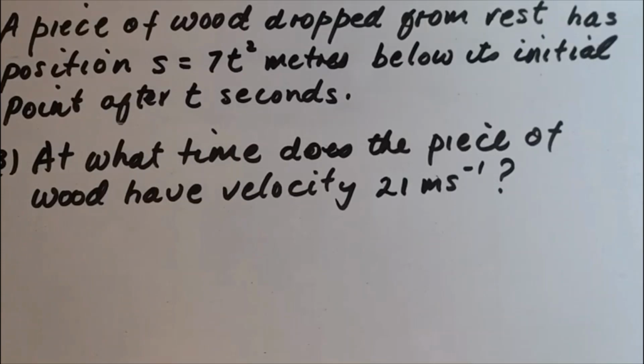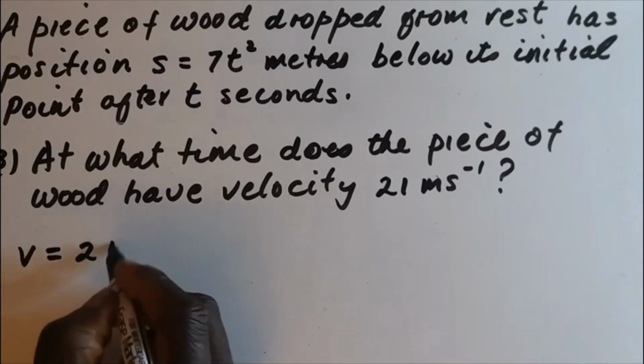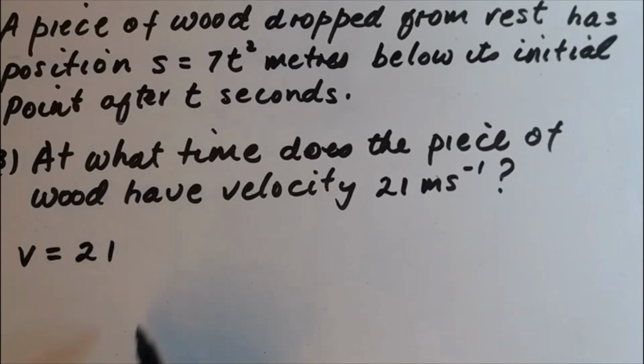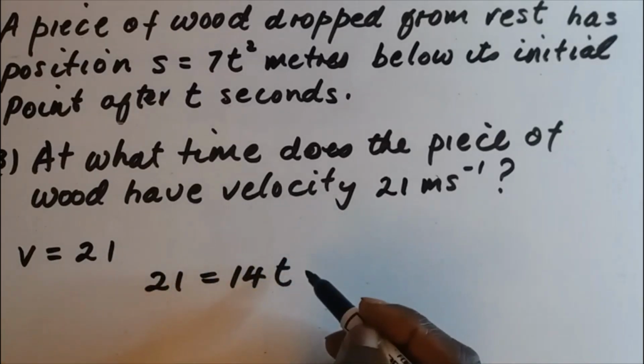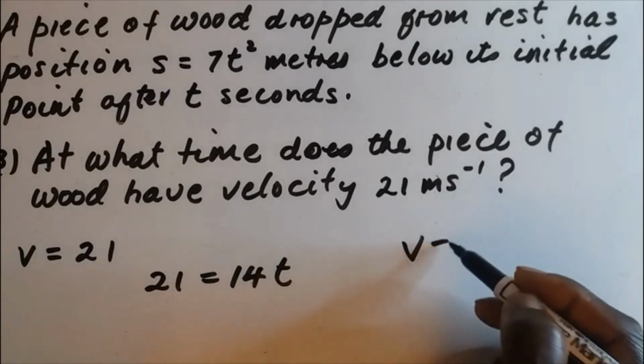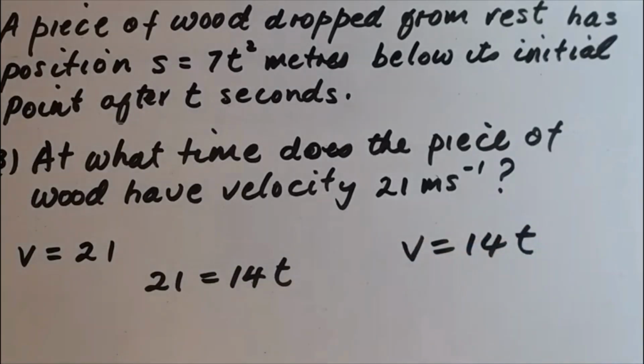At what time does the piece of wood have a velocity of 21 meters per second? We know when v is equal to 21, then we have 21 is equal to 14t. Bear in mind we did calculate our velocity function as v is equal to 14t. And our solution here, t, is 21 over 14, which gives us 1.5 seconds.